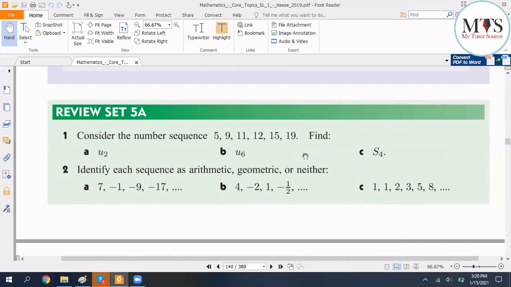Oh, so they're not asking me to calculate it. Yeah, they're asking you basic, literally to identify it. Okay, yeah.